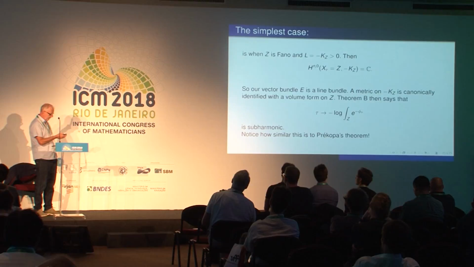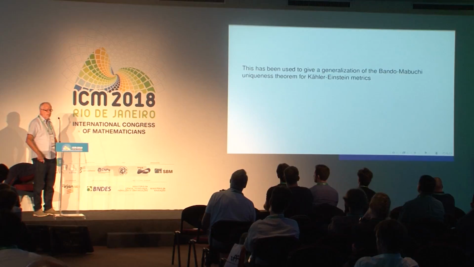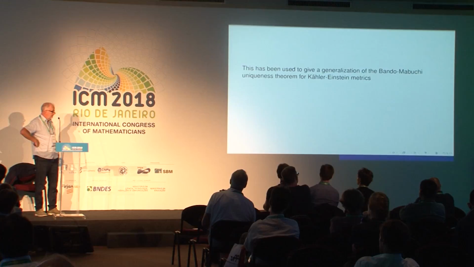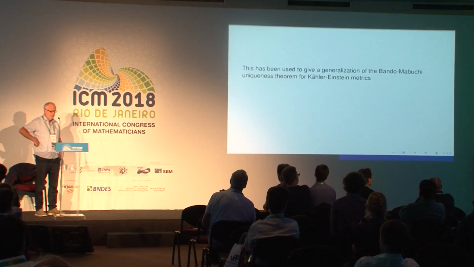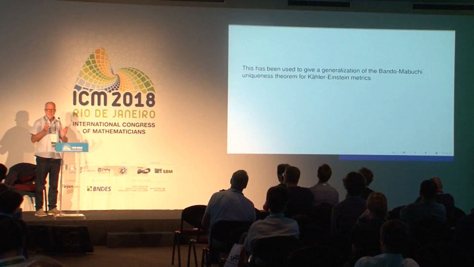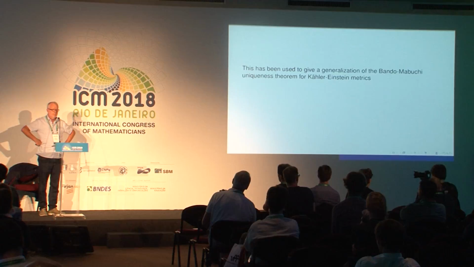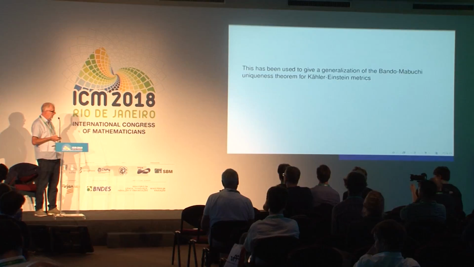So what's that good for? Well, one thing is that I used it to give a generalization of the Bando-Mabuchi uniqueness theorem. Uniqueness theorem for Kähler-Einstein metrics. So this theorem says that if you have a Fano manifold and two Kähler-Einstein metrics, they are related via the flow of a holomorphic vector field. And this is connected with the condition for equality that I had in the theorem, which were ultimately the conditions for equality in Prékopa's theorem. It was also a holomorphic vector field that appeared in there.